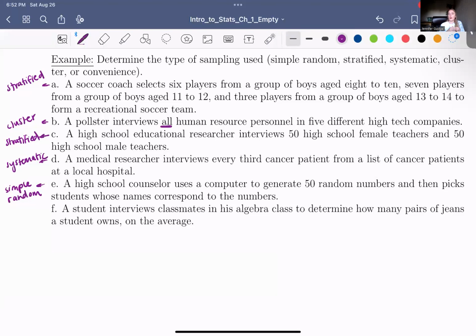A student interviews classmates in his algebra class to determine how many pairs of jeans a student owns on average. Like my example earlier, we are just asking the people around us because that is very convenient for us to do. This is an example of convenience sampling.